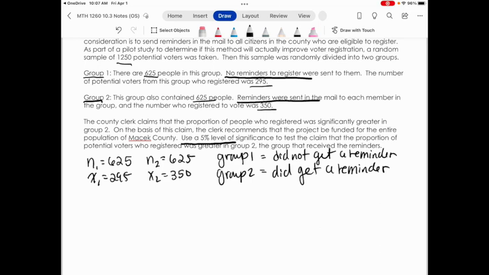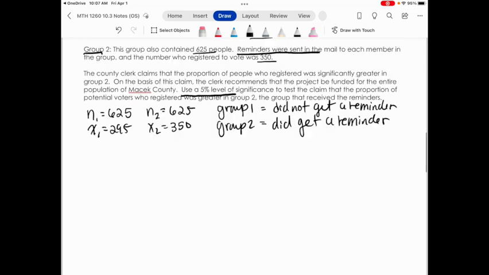All right, we're testing proportions here. And we're doing this with two samples, two populations. They're definitely independent.